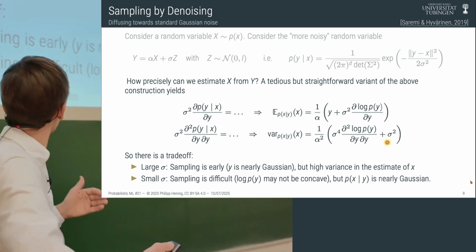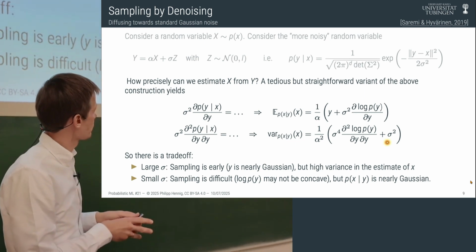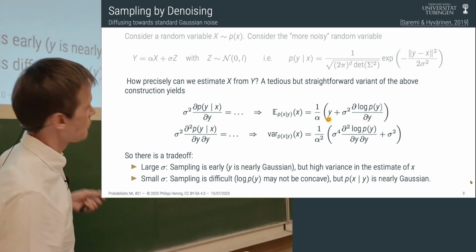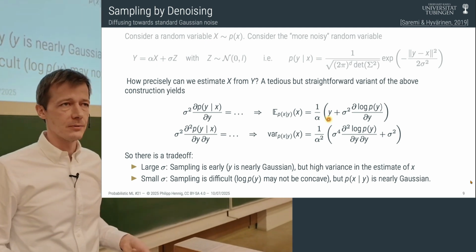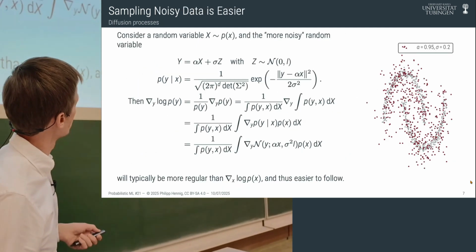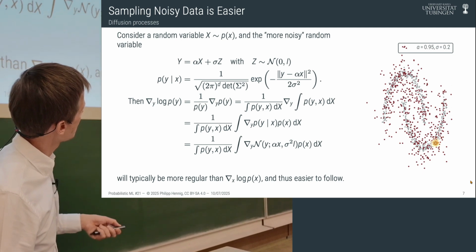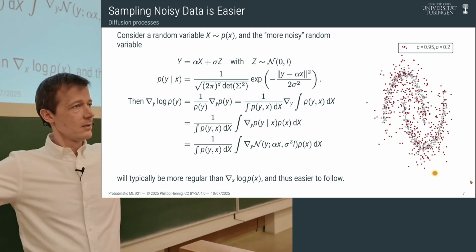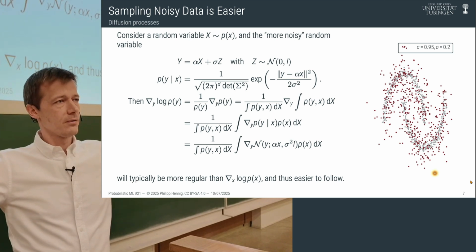Well, if we choose sigma very large, then the good thing is going to be that the distribution of Y will be almost Gaussian. So let's go back to this picture I showed you. If we set sigma large, then this distribution will basically be a standard Gaussian. It'll just be a big blob of Gaussian noise.